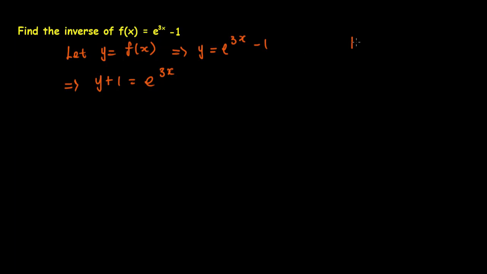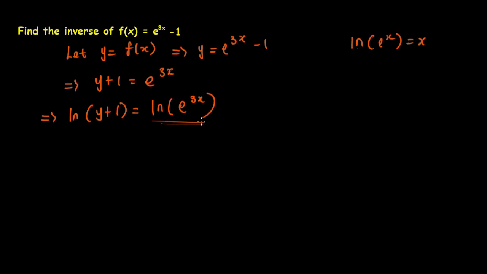Now recall that the natural logarithm of e raised to power x is x. So we're going to apply the natural logarithm to both sides of the equation. So this implies that the natural logarithm of y plus 1 is equal to the natural logarithm of e raised to power 3x. Now, since the natural logarithm of e raised to power x is x, this guy over here is going to be 3x. So basically we have that the natural logarithm of y plus 1 is equal to 3x.